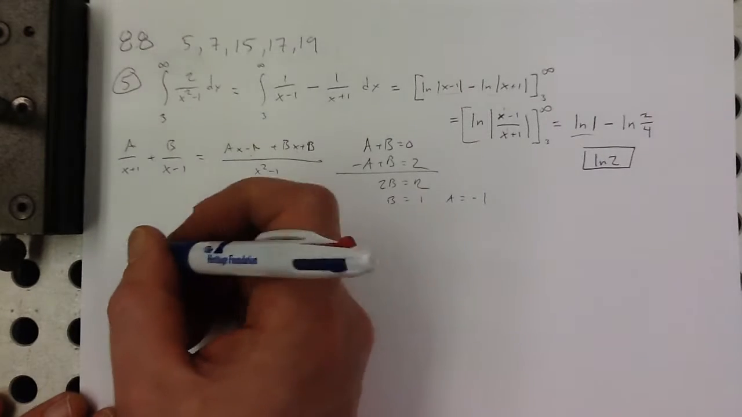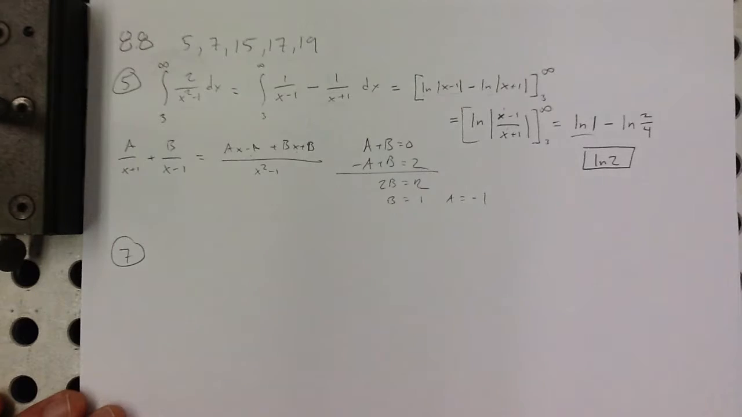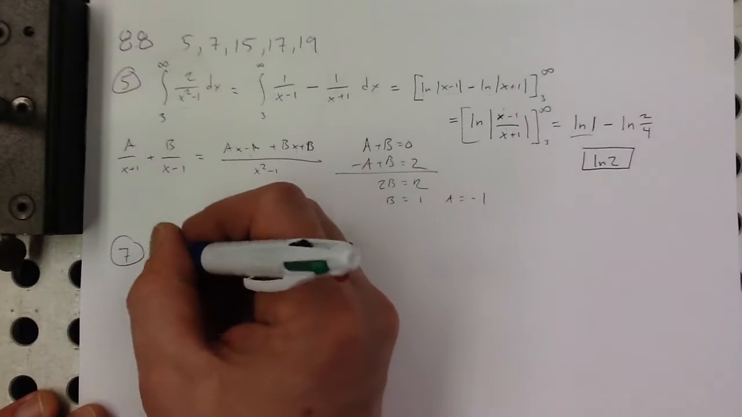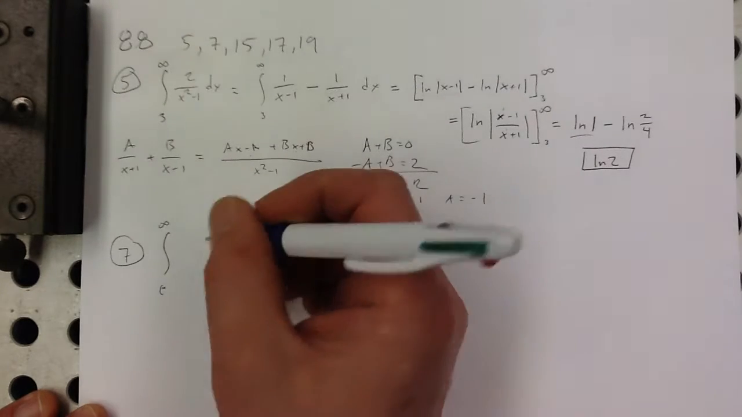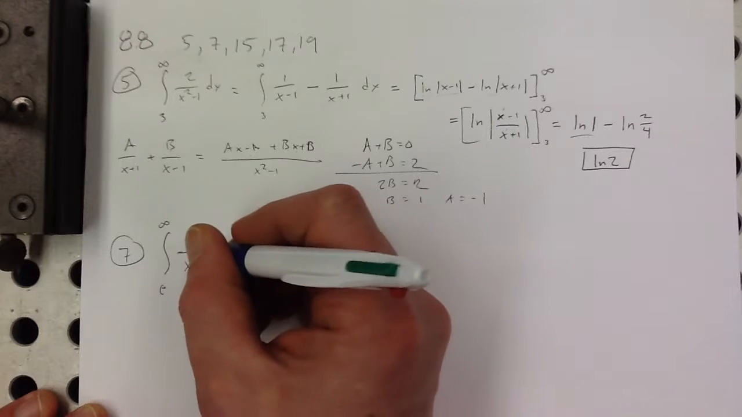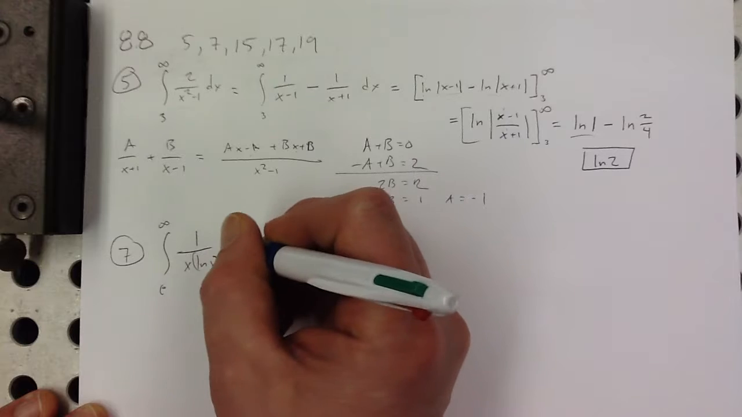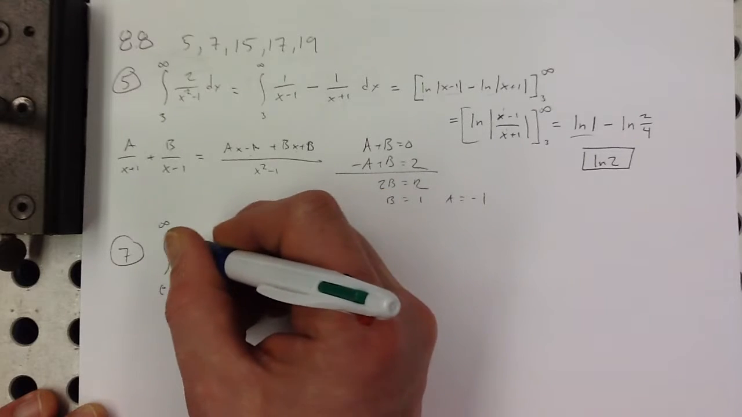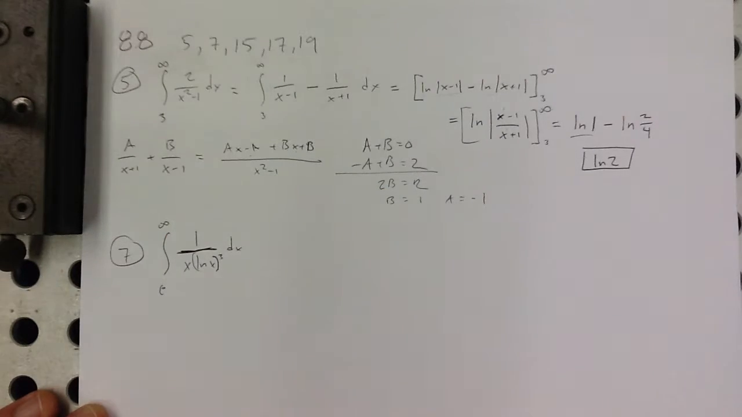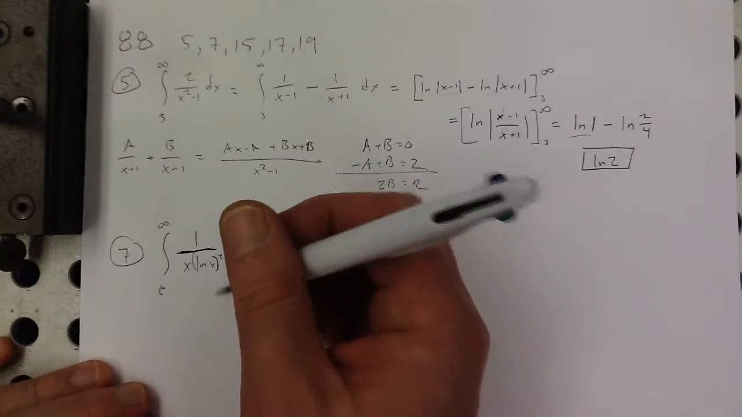All right, number 7. Let's see what we got here. We have the integral from e to infinity of 1 over x times the natural log of x cubed. They use that little notation where they put the cubed in there, but it means the same thing here as it does with trig functions. So I think about how I could take the antiderivative of this.